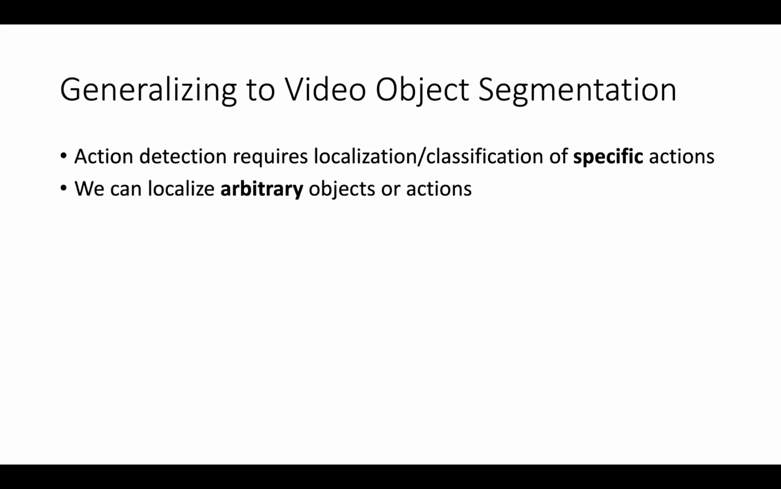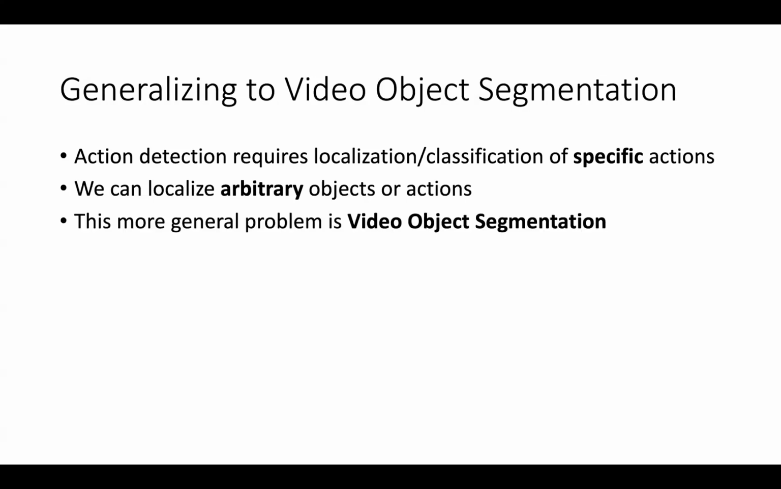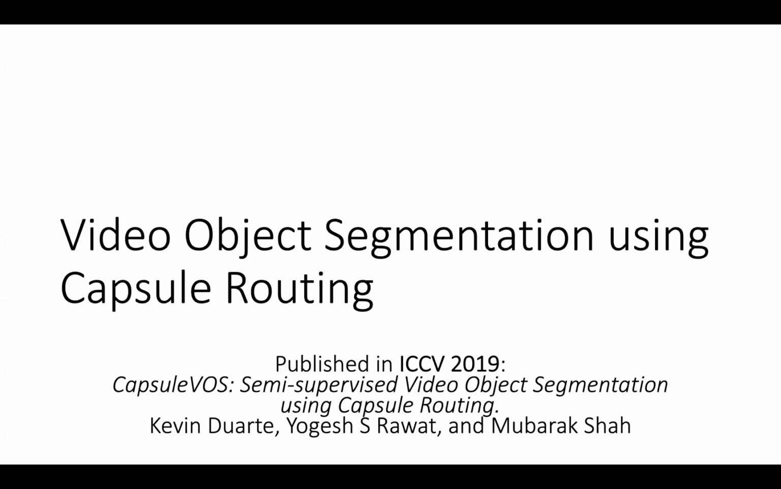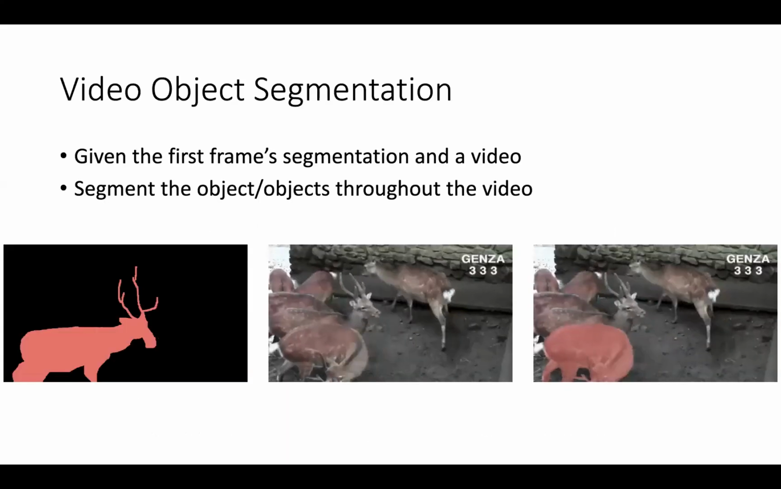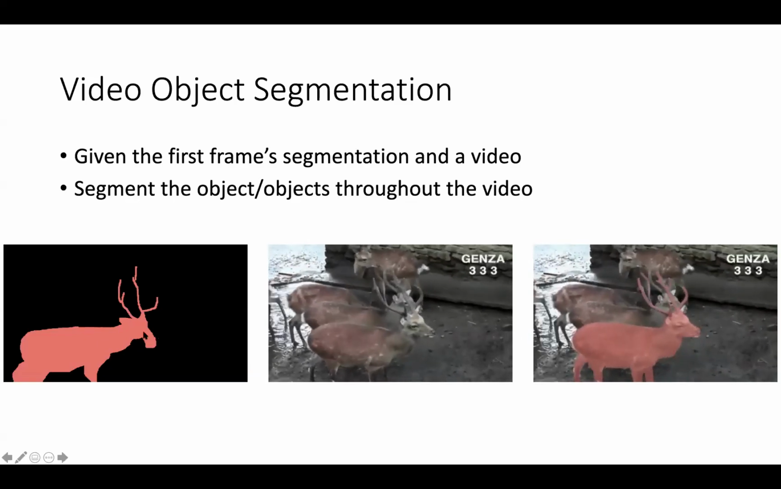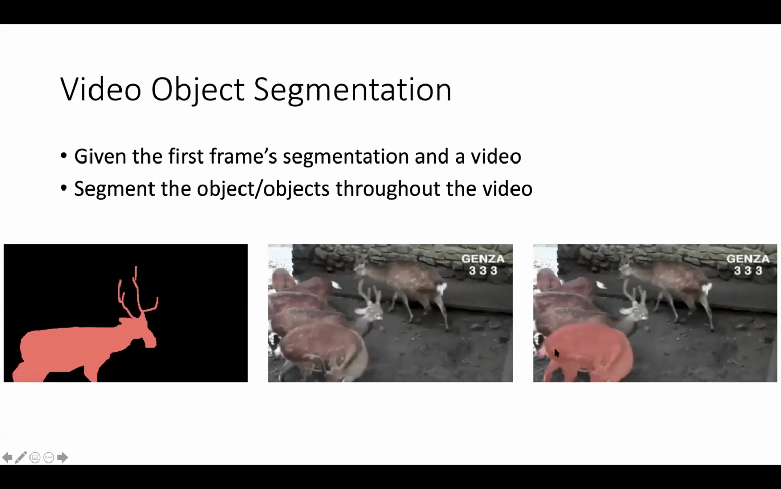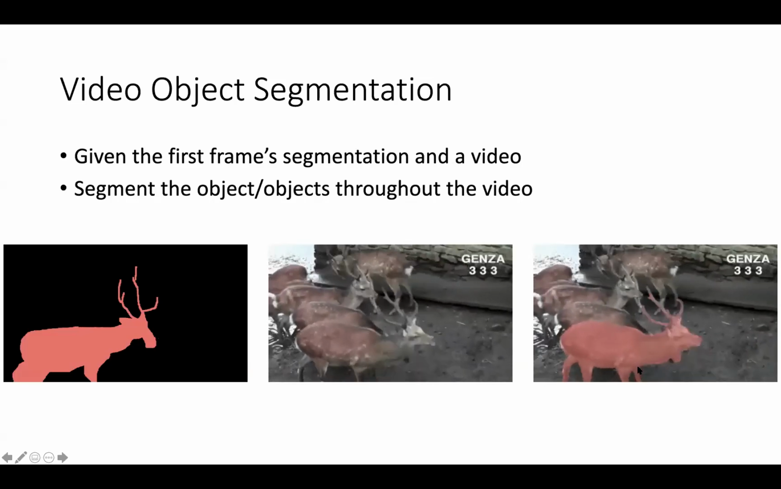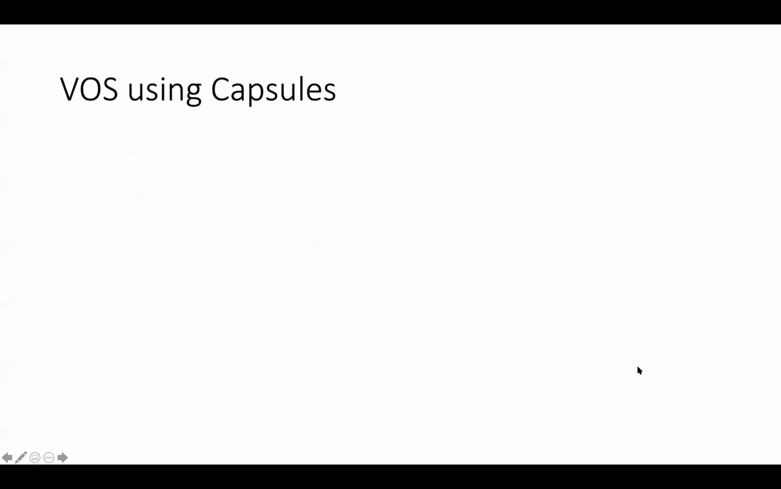So the question is, can we localize arbitrary objects or actions? This more general problem is called video object segmentation. This brings us to video object segmentation using capsule routing, and this was published in ICCV 2019. So as mentioned earlier, in video object segmentation, you're given a video as well as the first frame segmentation, and you want to segment that object of interest throughout the video.